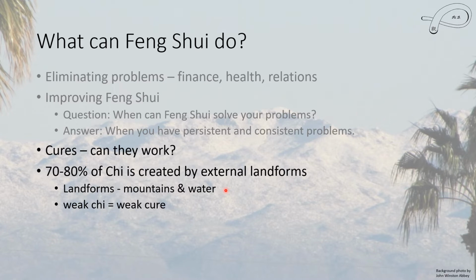Now, these external landforms include mountains and water, which I'll talk about in the next slide. But if you don't have the appropriate landforms, you're going to have weak qi, which will lead to a weak cure.